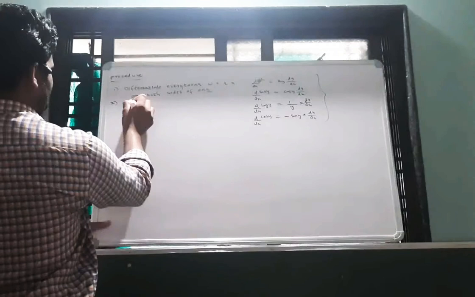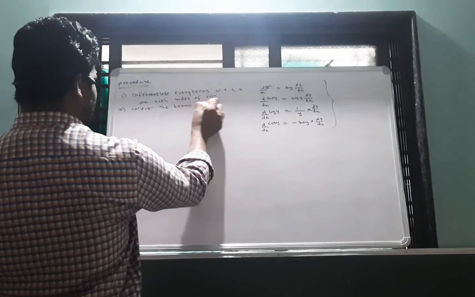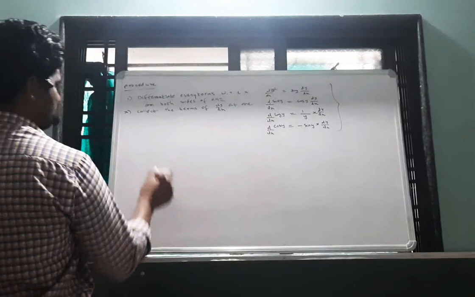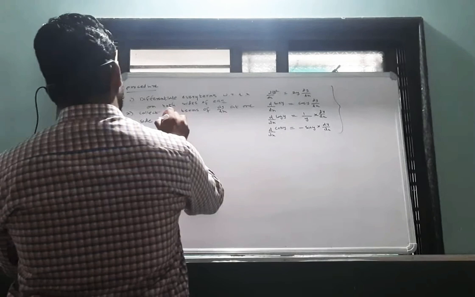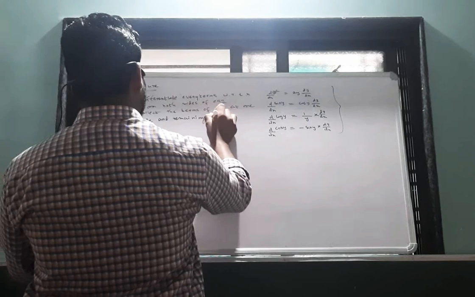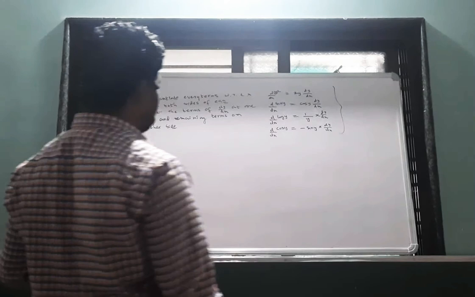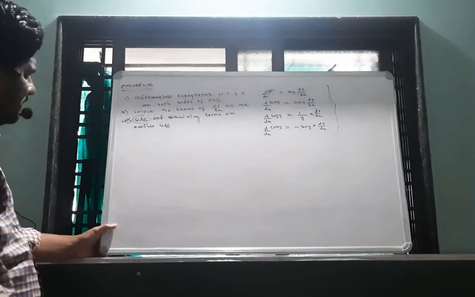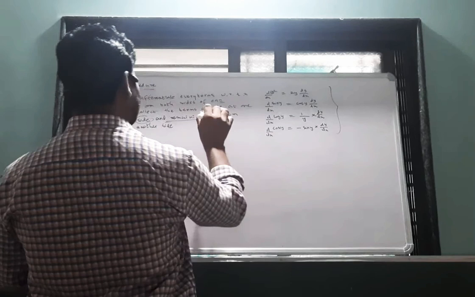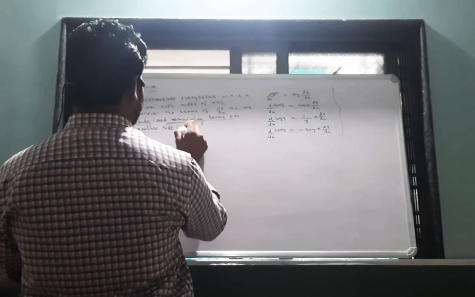The second step is to collect the terms of dy by dx on one side and the remaining terms on another side. It means take the terms of dy by dx on the LHS side, and the remaining terms, where dy by dx is not contained, on the RHS side.